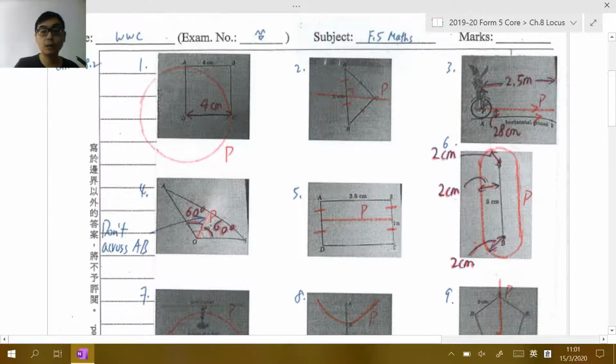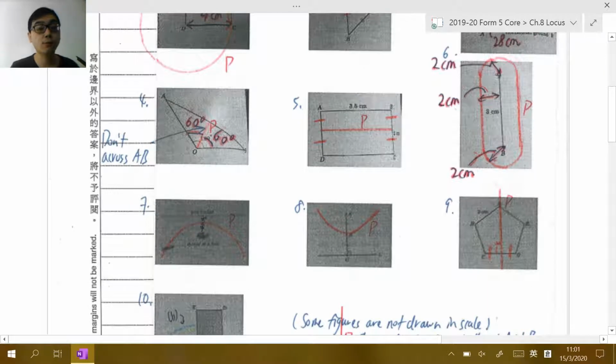And also some of the lines, for example question 4: why do we have to draw the lines inside the triangle only? Because the question just says the point has an equal distance between the line segments OA and OB only. It means that after the point P, which is on the line AB, you will not go further, because we just stop at AB here.